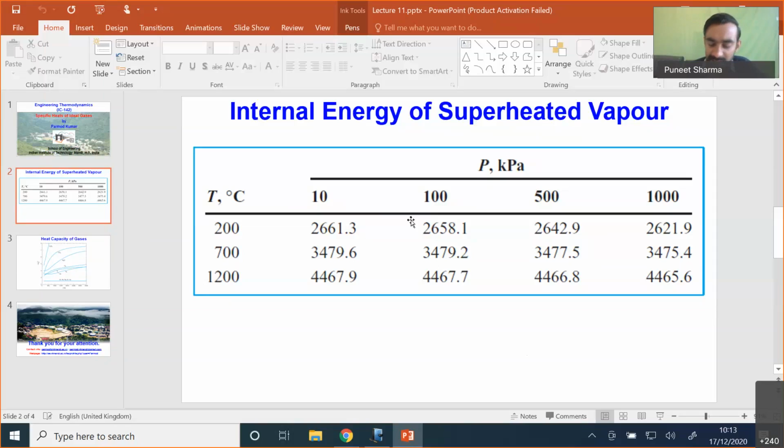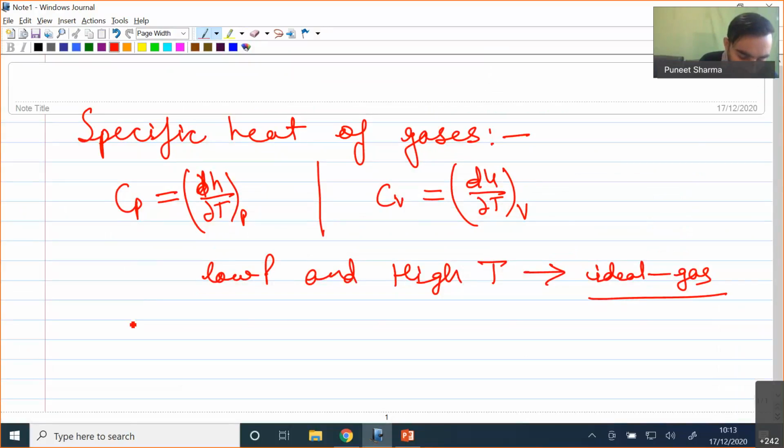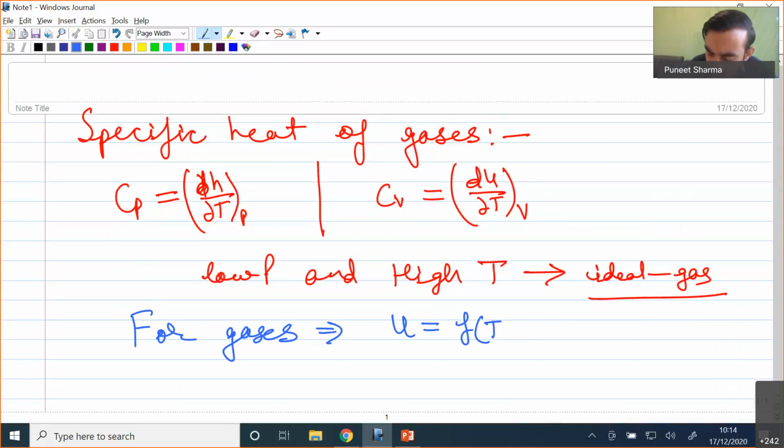So because of that, this effect also we can neglect. It means that whether I find the internal energy at 10, at 100 or 500, I can simply say that my internal energy is nothing but a function of only temperature. This is one important conclusion we have made: for gases, our internal energy is a sole function of temperature.